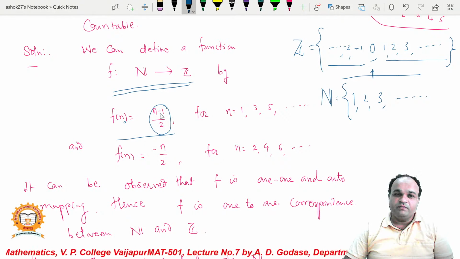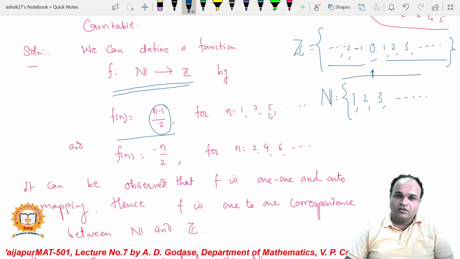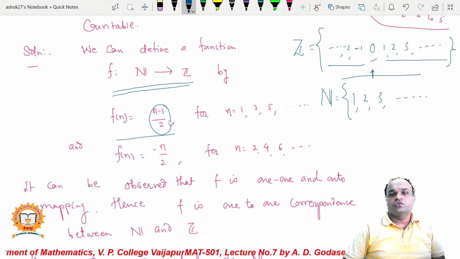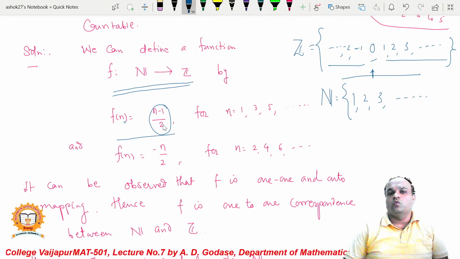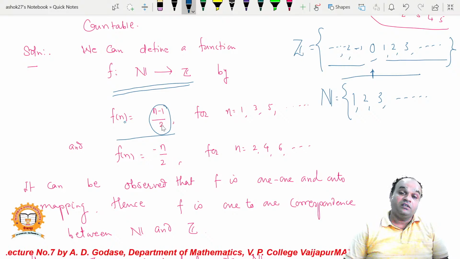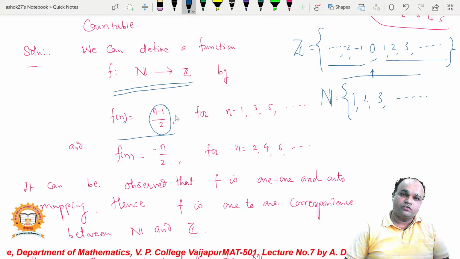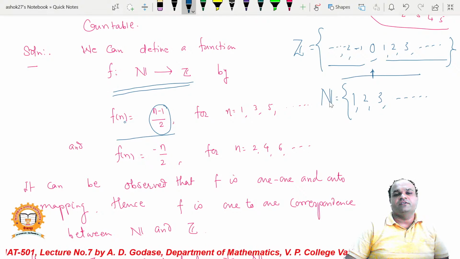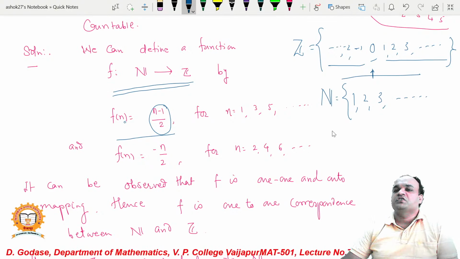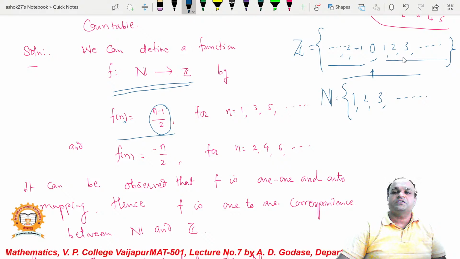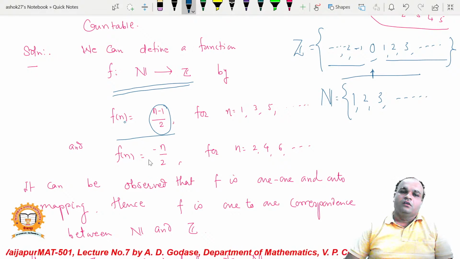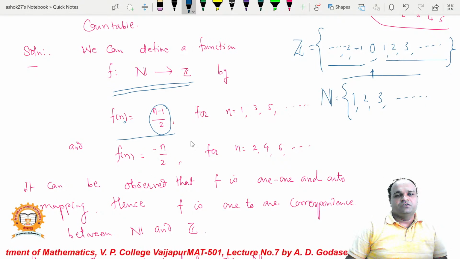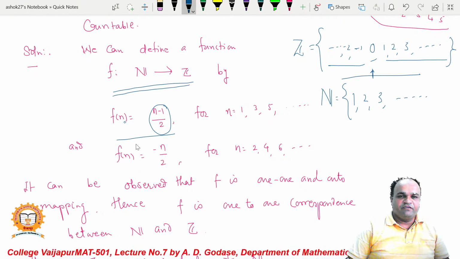The image of 1 will be (1 minus 1) divided by 2, it will be 0. 3 minus 1 divided by 2, it will be 1. So see, 1 goes to 0, 3 goes to 1, 5 goes to (5 minus 1) divided by 2, so 5 goes to 2, and similarly you can see. Means odd natural numbers go to positive integers, and similarly you can observe even natural numbers go to negative integers. So yeah, it is a well defined mapping.